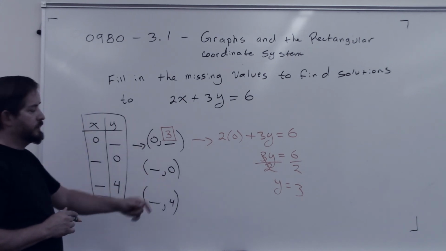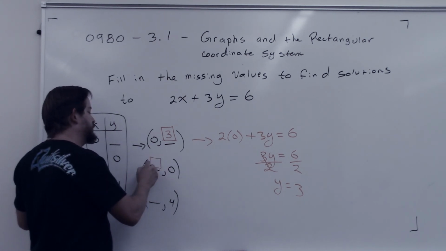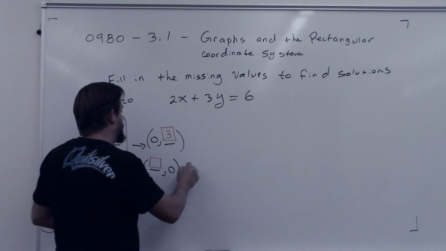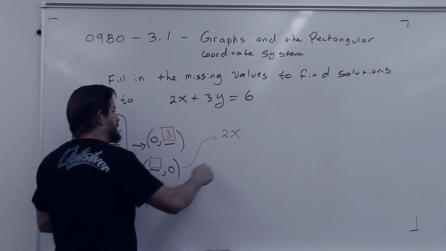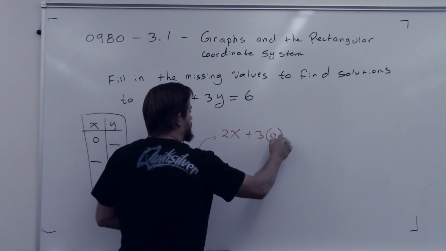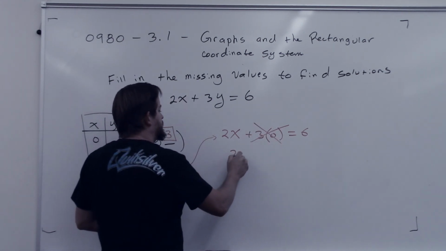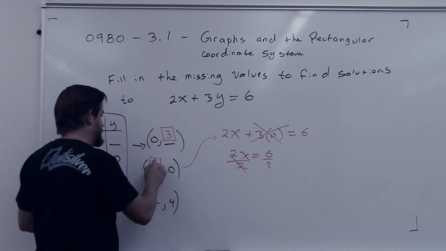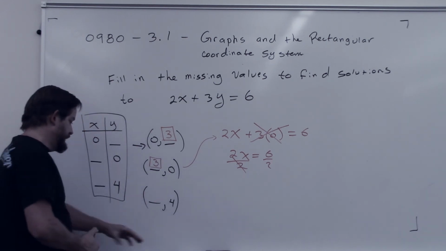I'm going to erase that work because I'm going to need that space. The next thing I want to solve for is the x value for when y is 0. And in that case, 2x, I'm looking for x, so I'm going to leave it alone, plus 3 times y, which we're saying is 0 at this point, equals 6. But again, anything times 0 is 0, so it's gone. 2x equals 6, and you can see if we divide by 2, I get x equals 3.